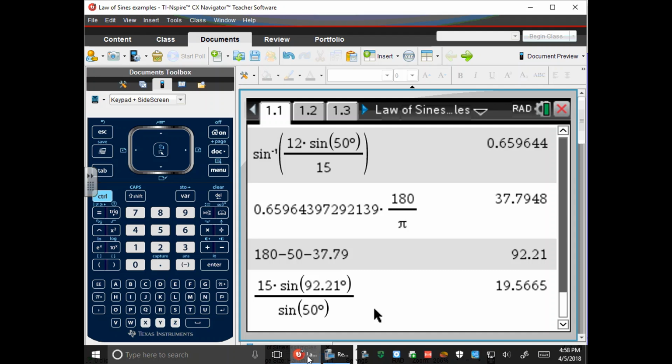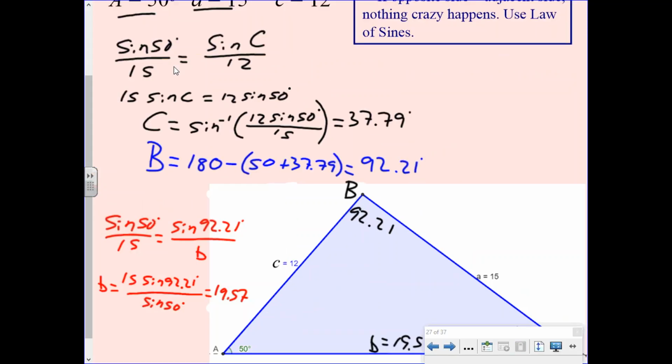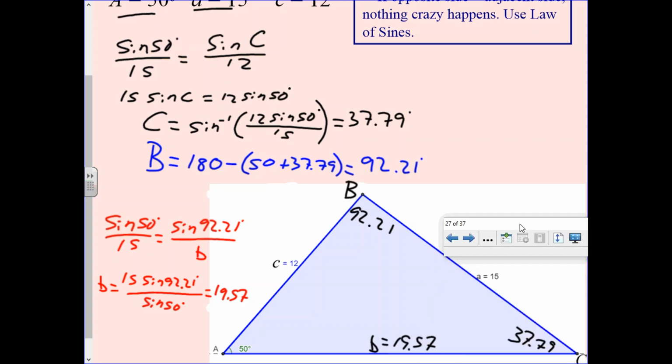Okay? So that's the easiest case, actually maybe not the easiest case, we'll see that in a second, but that's the case that's probably the most straightforward: one triangle, you do the law of sines, and then off you go. Okay? So let's look at the next case.